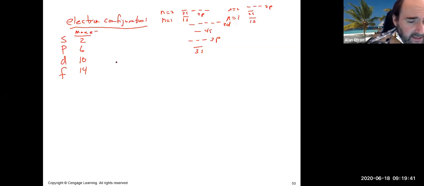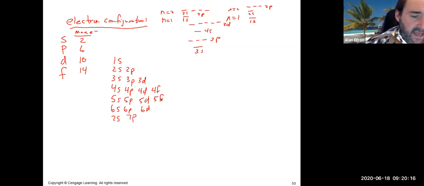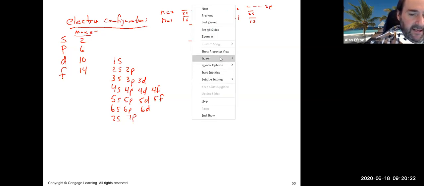There's a really easy way to remember the order. You just write 1s, 2s, 3s, 4s, 5s, 6s, and 7s, straight down. Then you go 2p, 3p, 4p, 5p, 6p, 7p. Then you go 3d, 4d, 5d, 6d, and then you go 4f and 5f. And a couple of things: this is the order in which electrons go into the atom.